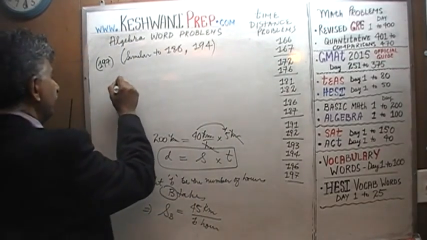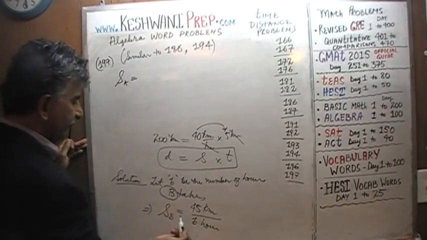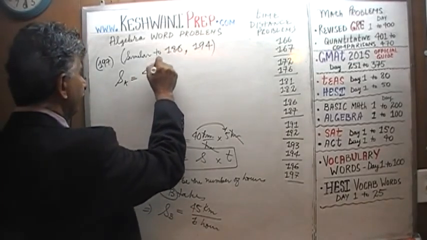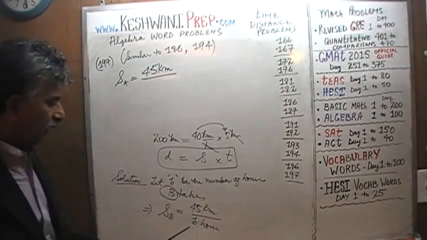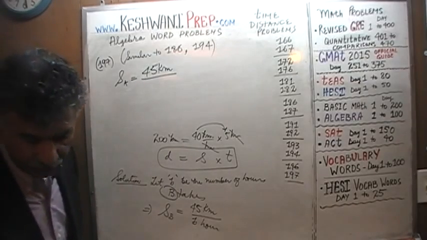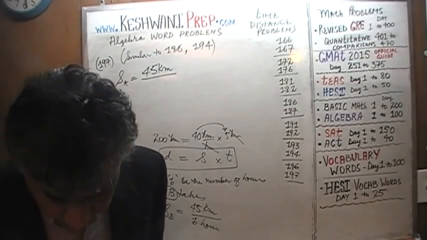So how do we represent the speed of A? Well, the speed of A is very simple. The speed of A is going to be the same distance that he's traveling, 45 kilometers, except we are told in the problem that he takes 6 hours longer.